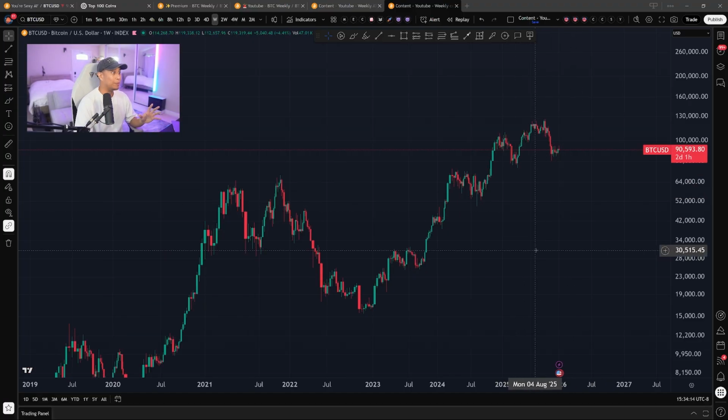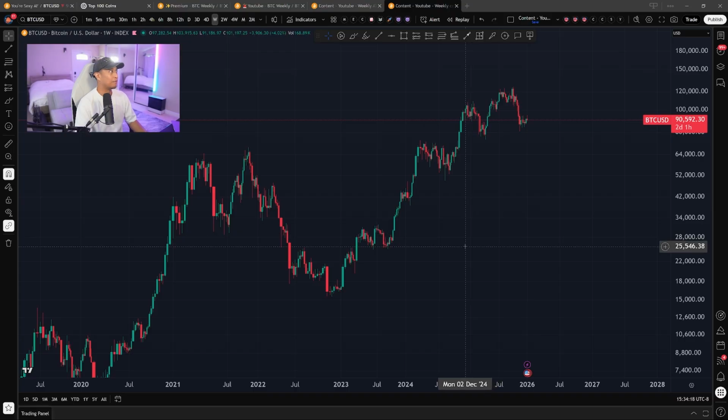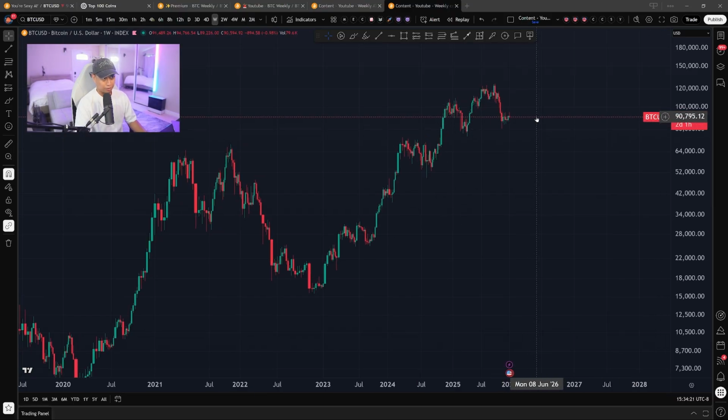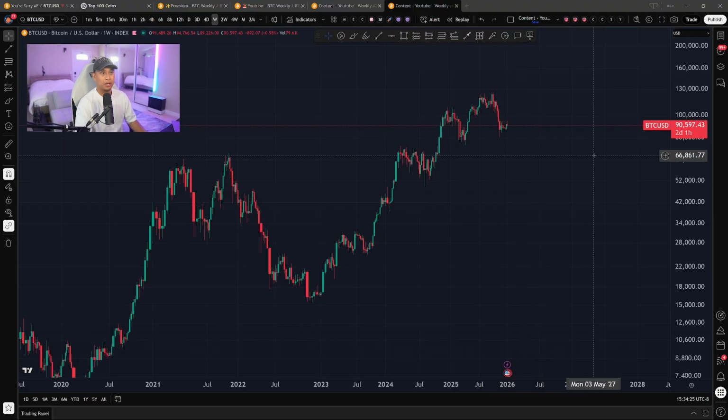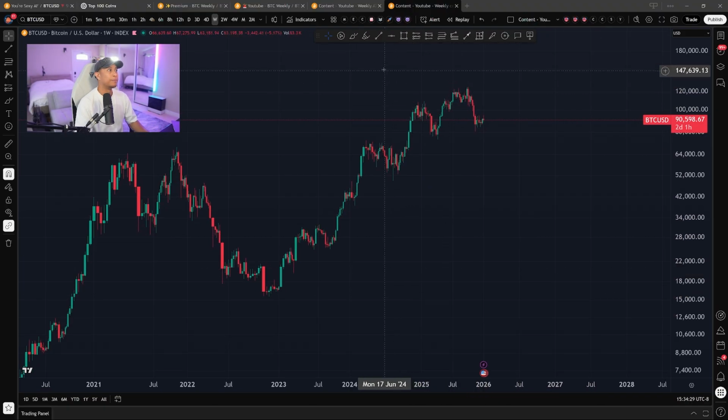Okay, so I'm zooming pretty big. Again, we're on the Bitcoin weekly time frame. Our current candle is January 2026 and price is at 90K. So again, we're zooming out. Let's show resistance first.